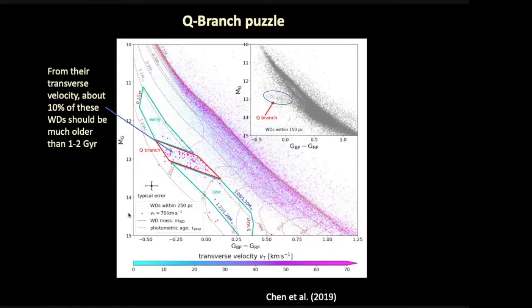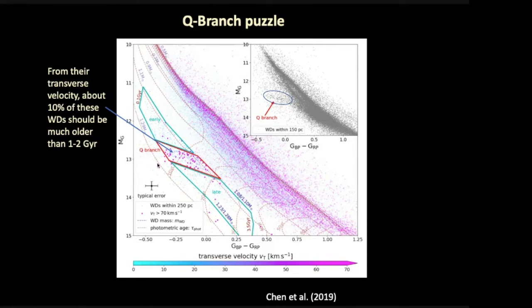Still, another ongoing question, still from the same CMD, is about these white dwarfs. The controversy, the debate, is about this sort of enhancement of the number of white dwarfs in this region of the CMD. These white dwarfs have masses between 1.1 and 1.2 solar masses. It's been called the Q branch, Q because some of these white dwarfs are DQ. That means they are helium atmosphere white dwarfs with some carbon.